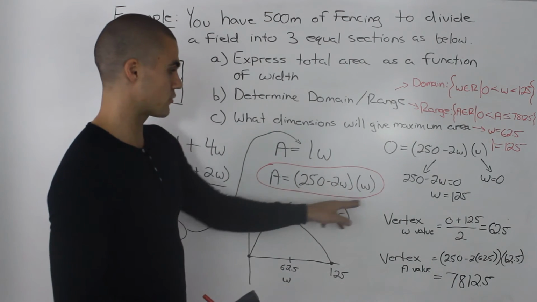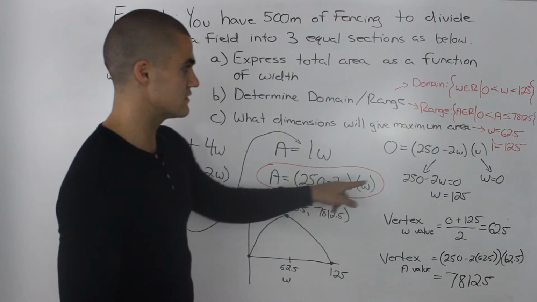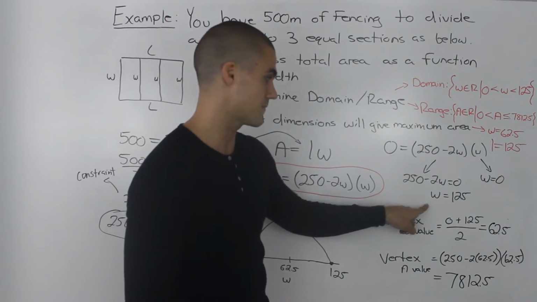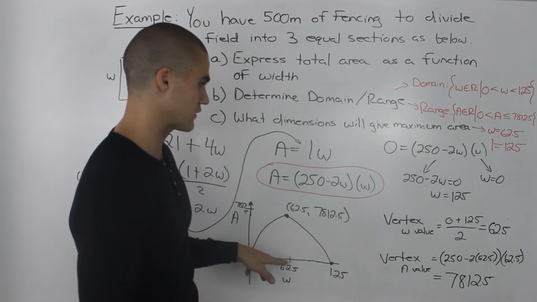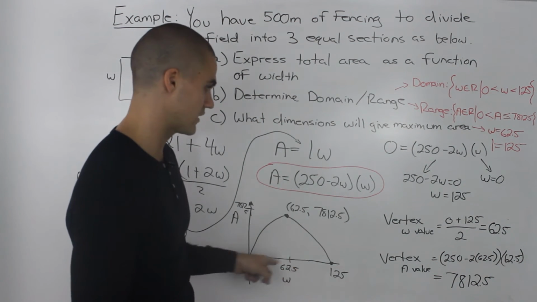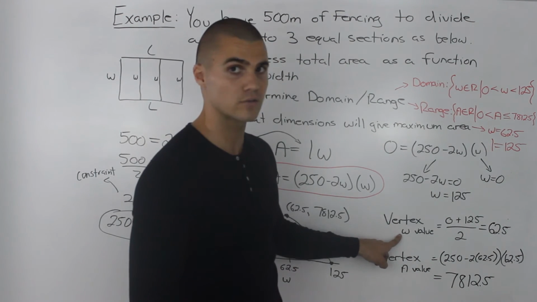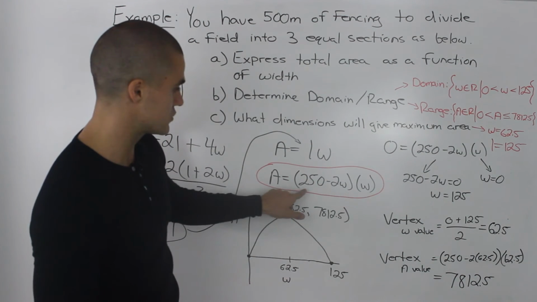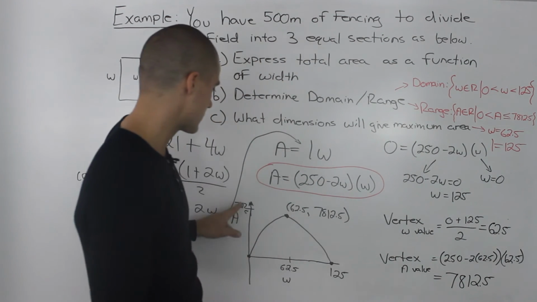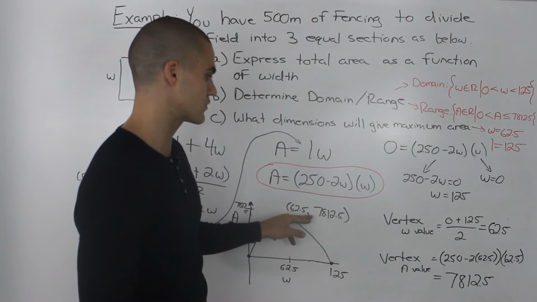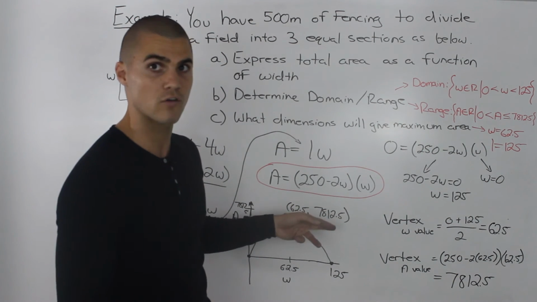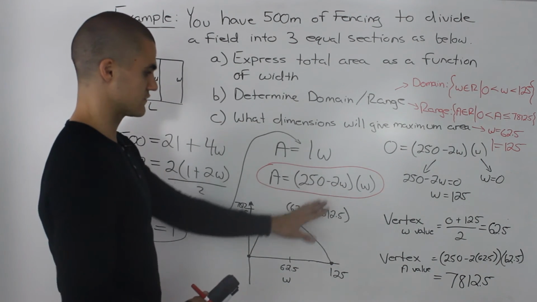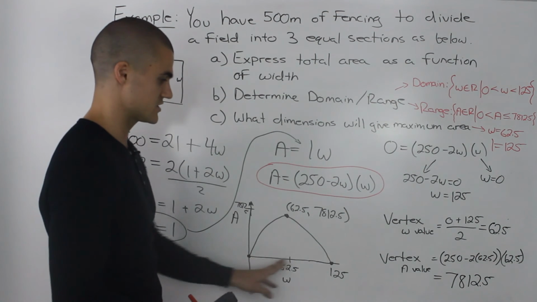So since the parabola is already in factored form, it's easy to find the W-intercepts of 0 and 125. And then once we have the intercepts, we can find the vertex by finding the midpoint of the intercepts. That would give us the W value of the vertex, which was 62.5. And then plugging 62.5 into our function, we got the dependent variable value of the vertex, which was 7,812.5.